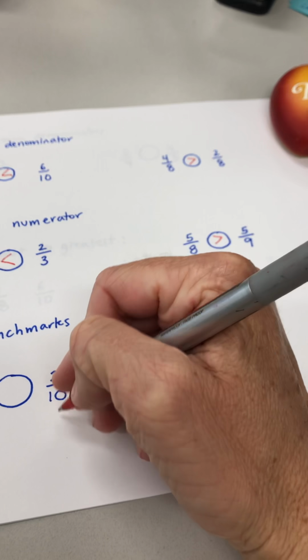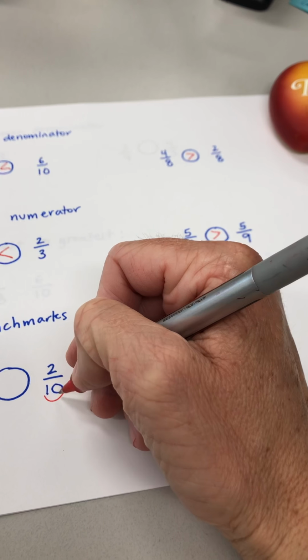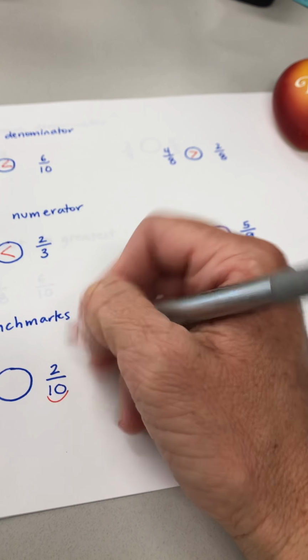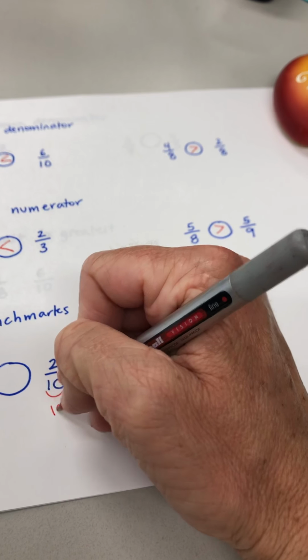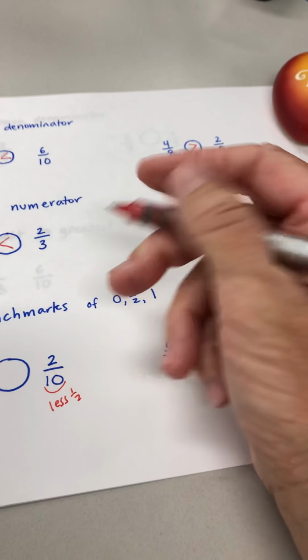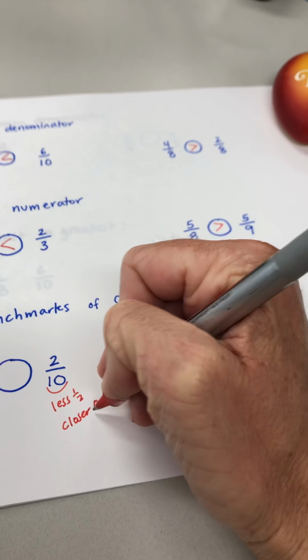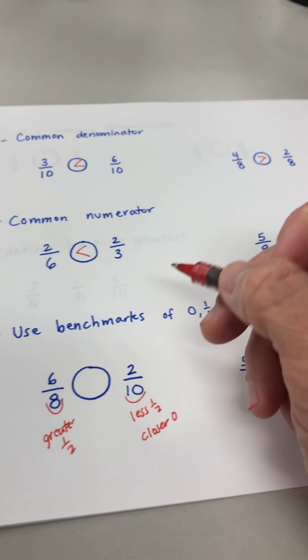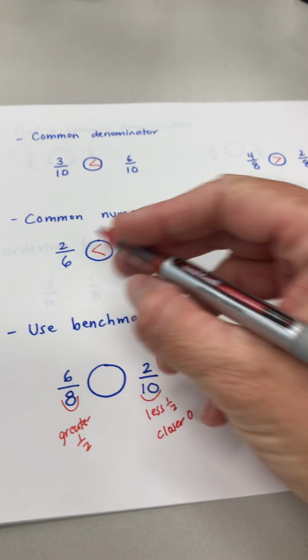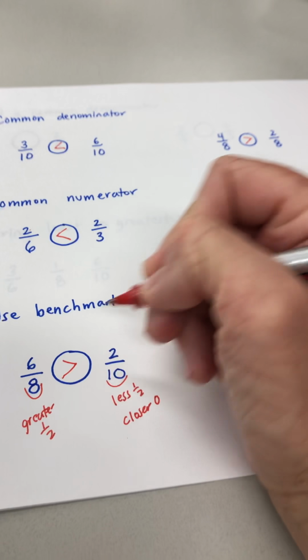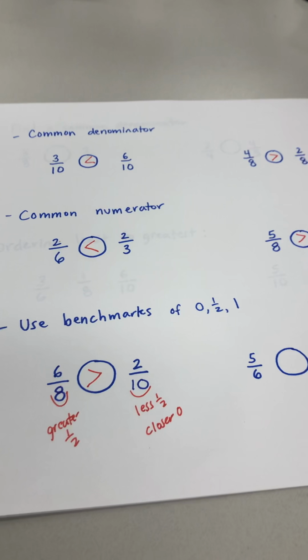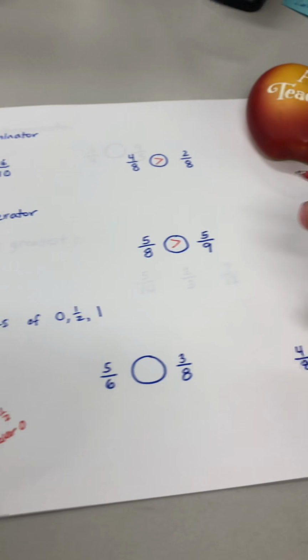And then 2/10. If tenths is my denominator, 5/10 is going to be the half. This is definitely less than half. In fact, it's closer to 1, or I'm sorry, closer to 0. So this is closer to 0, or closer to an empty fraction, and is also less than half, and this one is greater than half. So anything greater than half is going to be greater than something that's less than half. So 6/8 would be greater than 2/10.